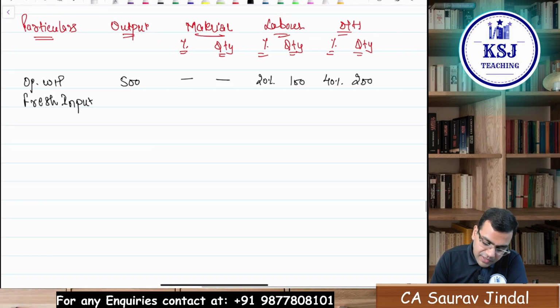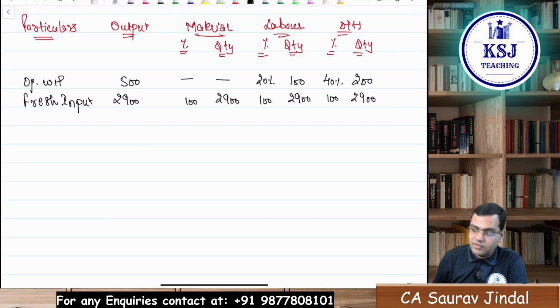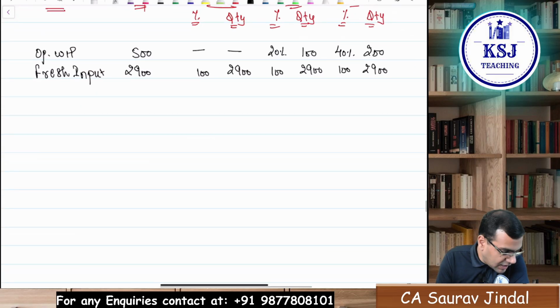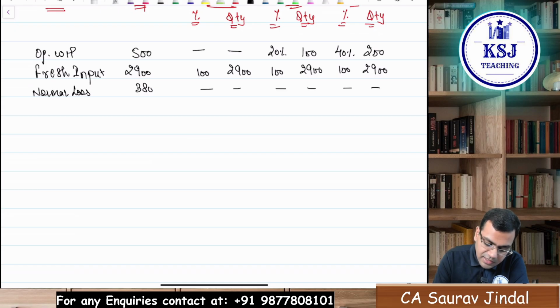Right? So here it will be 2900 units, 100% degree of completion. Clear with this? After that, what else we have to take? We have to take the normal loss also. Yes, sir, we'll take normal loss also. That is 380 units. Nothing to be taken in the equivalent units.